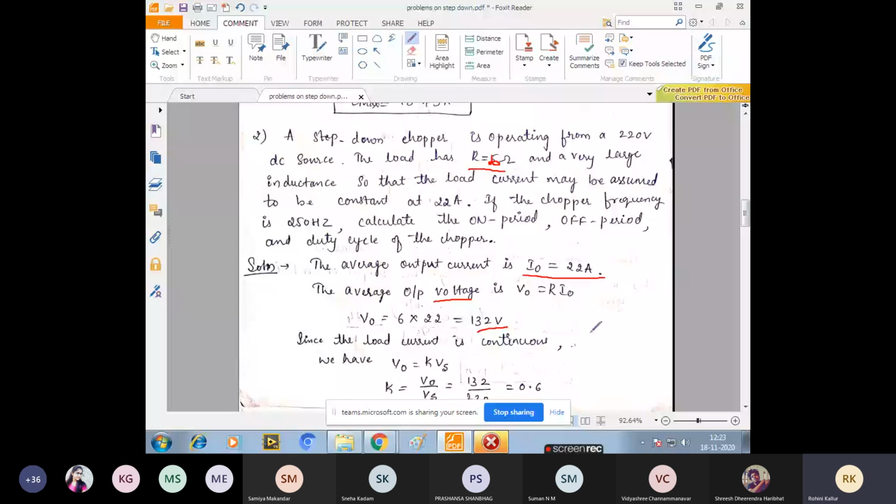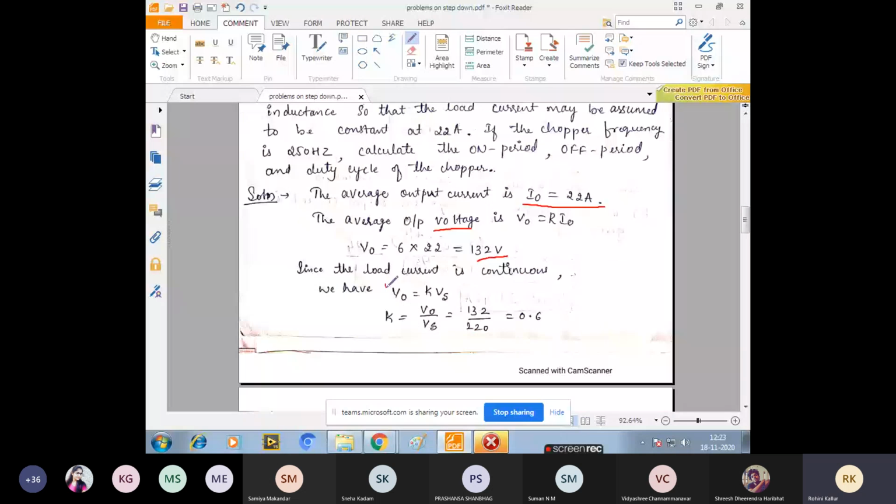Now we know what is V naught. So from the equation which is derived for your step down chopper, V naught is equal to K into Vs. Now I know what is V naught, I know what is Vs, and now I'll calculate what is K. So K is equal to V naught divided by Vs, rearrangement of the terms in this equation. So it will be V naught by Vs, which is 132 divided by 220, and the value is equal to 0.6. So it is nothing but 60% duty cycle. With this, we need to calculate what will be the turn on time and turn off time.